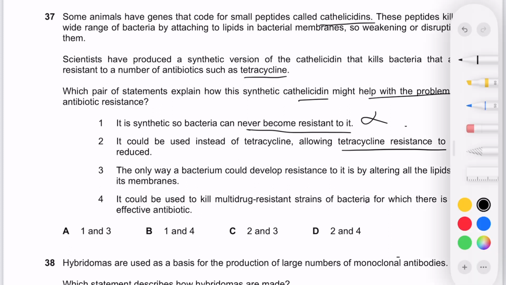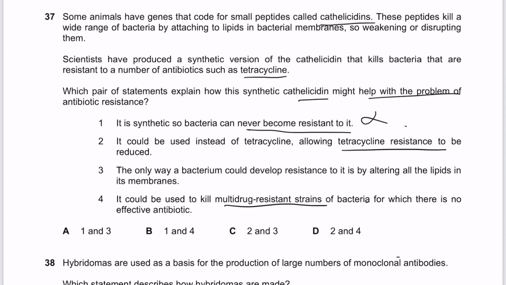It could be used to kill multi-drug resistant strains of bacteria for which there is no effective antibiotic. I suppose yes, because the bacteria are still not resistant to it since it's still brand new. So I could say 2 and 4, okay?